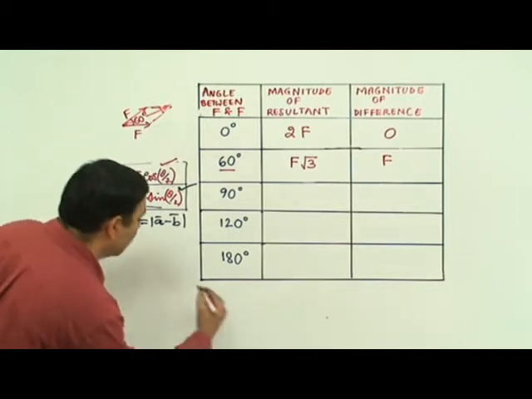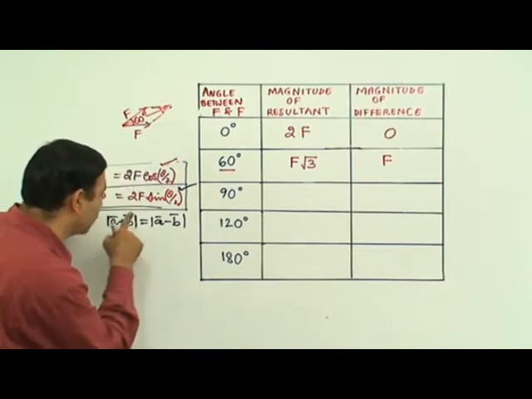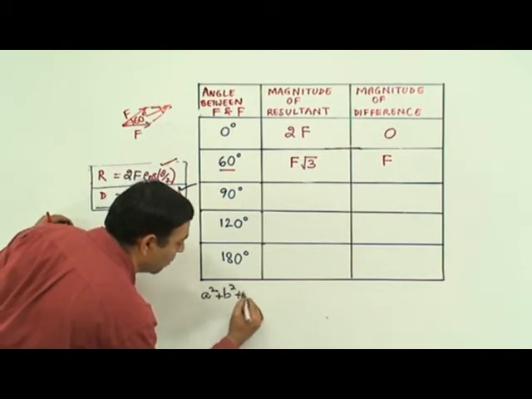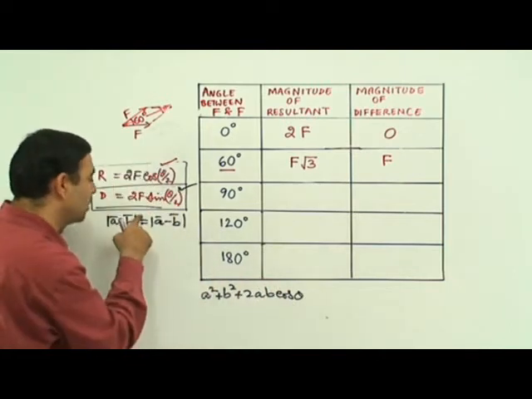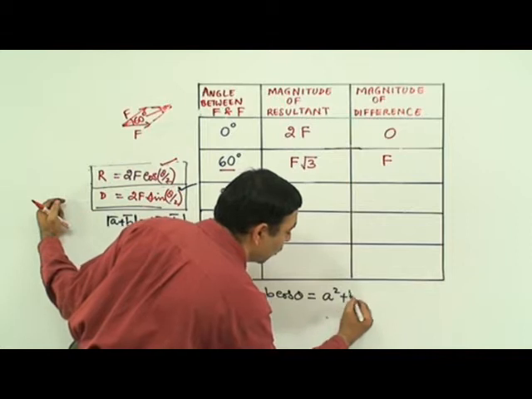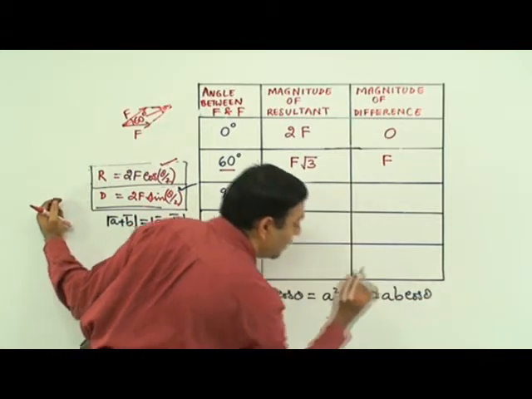So this side, what you do is you square it. You know, mod a plus b is root a square plus b square plus 2ab cos theta. When you square this, root will vanish and you end up like this: a squared plus b squared plus 2ab cos theta. On the right hand side, when you are squaring this, you end up with a square plus b squared minus 2ab cos theta. Fine. And they are equal over here.